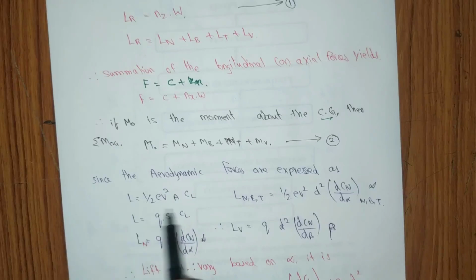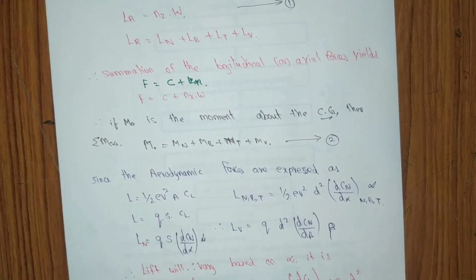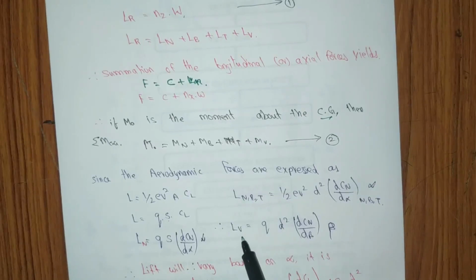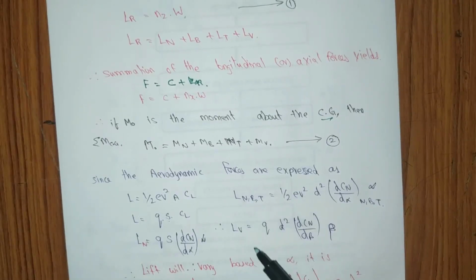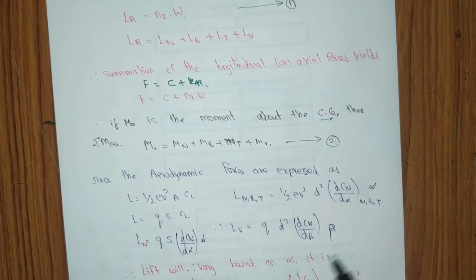Further, since the aerodynamic forces are expressed as, we know L equals half rho V square A into CL. This is the formula we know for the lift value. Half rho V square is the dynamic pressure Q, so we can represent it as Q, and A will be the surface, which we can also write as S, times CL. So for our case, we have to calculate for the nose, body and tail, as well as the thrust vector component. Thrust is a different component, and nose, body, tail are different components. So these influence in different manners.